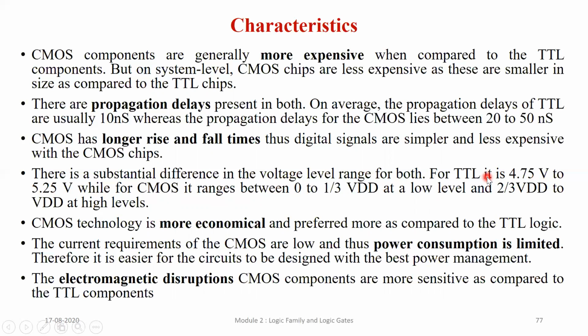For TTL, if I got 2 volt outside the IC, that doesn't mean it is high. High is when I have 4.75 to 5.25 volt, that is considered as logic high. And for CMOS, no voltage is given here. For a CMOS IC I have to give a biasing voltage which is called VDD. The voltage which I gave, for logic low it should be 0 to 1/3 of VDD.